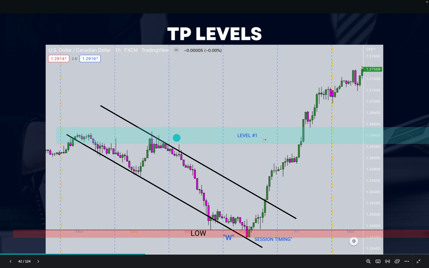Now we can see the level 1 right here. This would be our take profit level number 1. This is the high of the week. So that would be our optimal TP level.